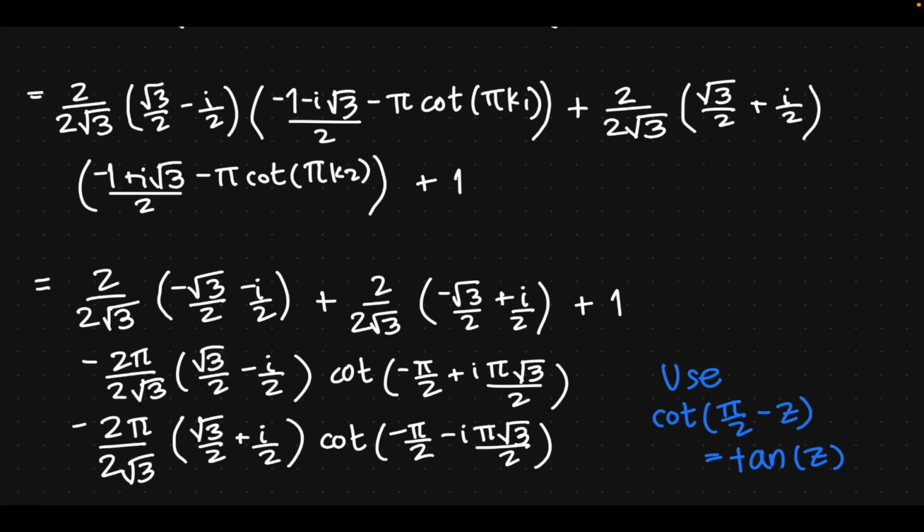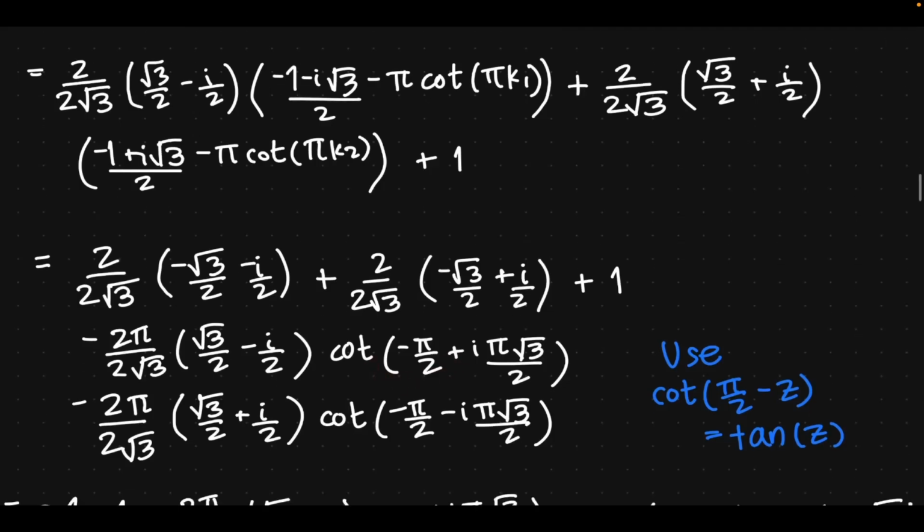over 2. And cotangent of, now we can plug in for K1, minus pi over 2 plus I pi square root 3 over 2. And similarly, for the other cotangent, we get minus 2 pi over 2 root 3 in bracket square root 3 over 2 plus I over 2. Cotangent of minus pi over 2 minus I pi square root 3 over 2. We can use the complementary angle formula, that cotangent of pi over 2 minus z is just tan of z.